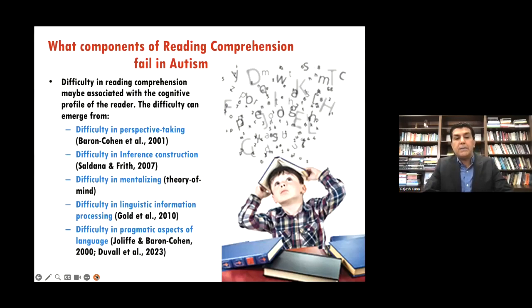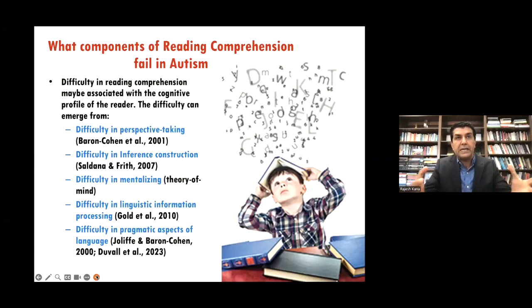So just to sum up some of the points we discussed here: what components of reading comprehension fail typically in autism, and difficulty in reading comprehension may be associated mostly with the cognitive profile of the reader. These difficulties can emerge from difficulty in perspective taking, which is basically understanding other people's thought process, like how they are thinking from their perspective, and difficulty in inference construction.